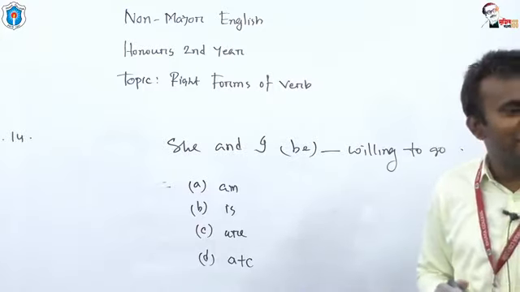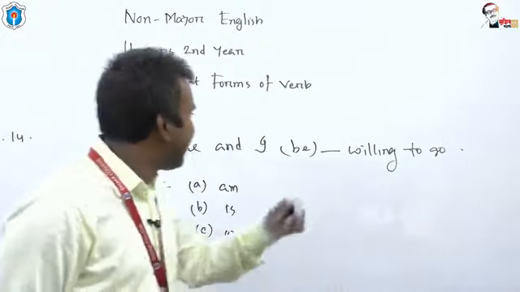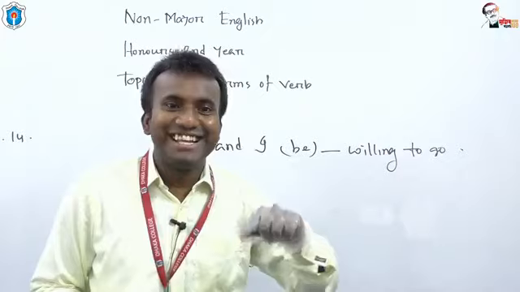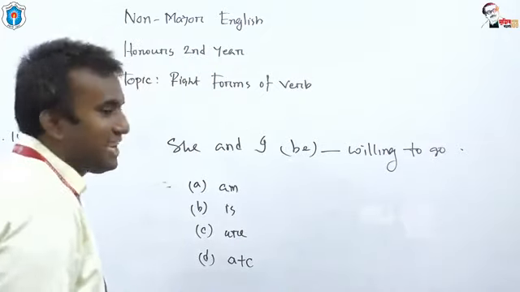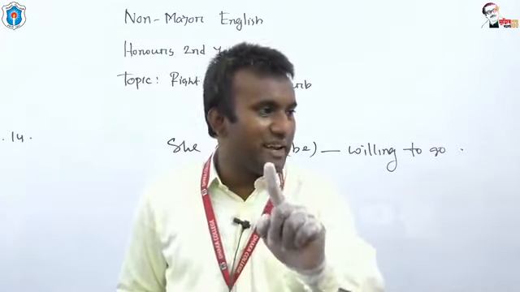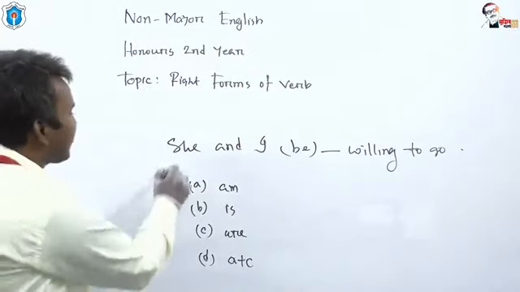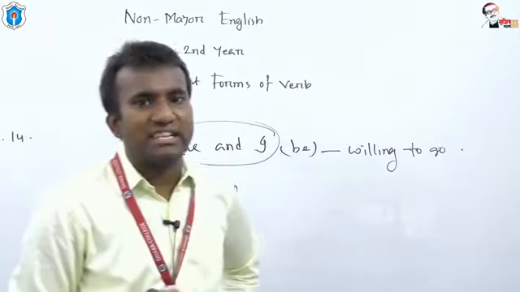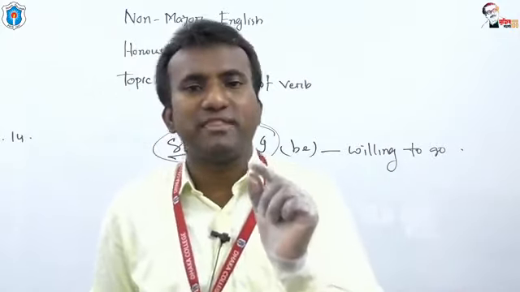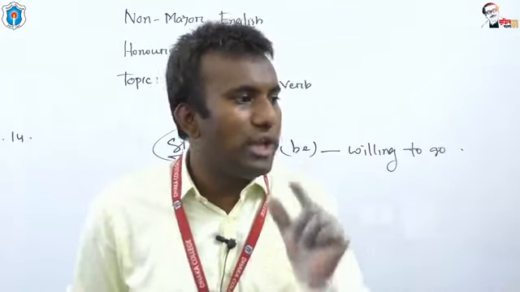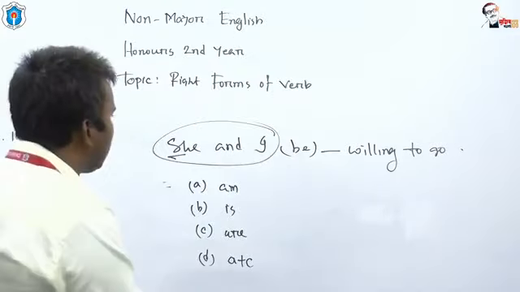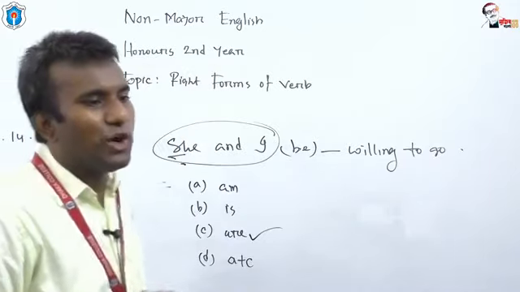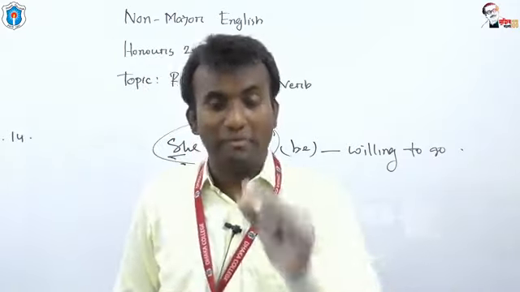What is the subject of the sentence? Is the subject she, or is the subject I, or is the subject she and I? What do you think? One student has made a mistake here. The subject is she and I. It has become a compound subject, and we know that a compound subject becomes plural. So we have to take a plural verb. She and I are willing to go.